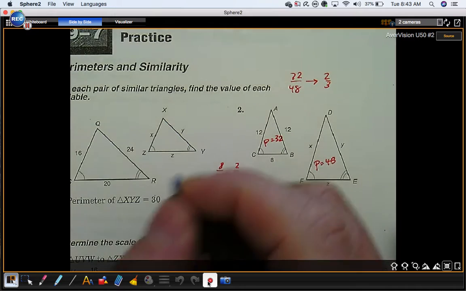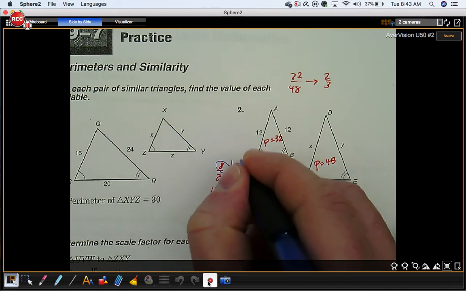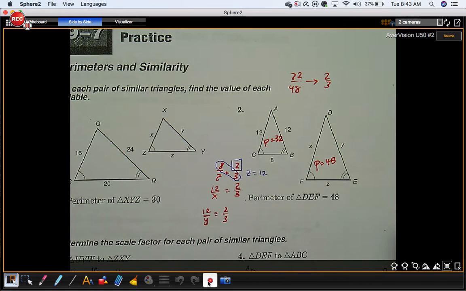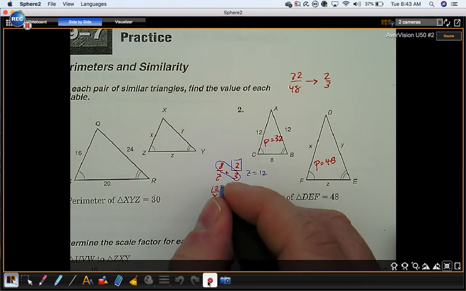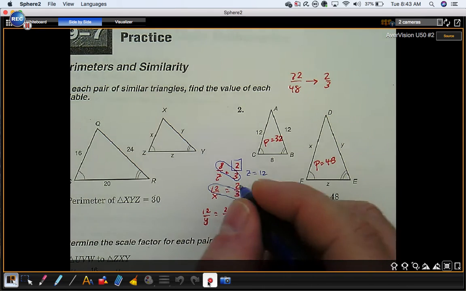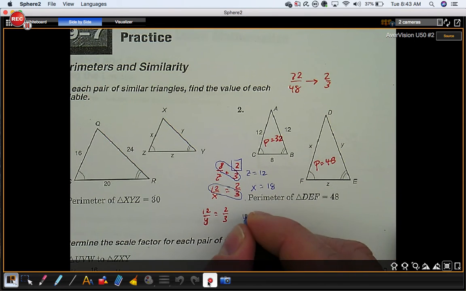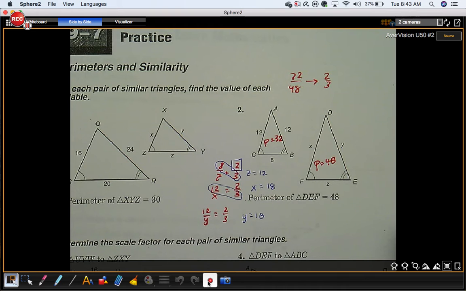So we're cross multiplying now. We're going to take 8 times 3, that's 24, and 24 divided by 2 is 12. We're going to take 12 times 3, which is 36, and we're going to do 36 divided by 2. So that's 18. So y is also 18. Okay, double check. 18, 18, 12. 18, 18 is 36. 36 and 12, 48. That makes sense. These three sides needed to add to 48.